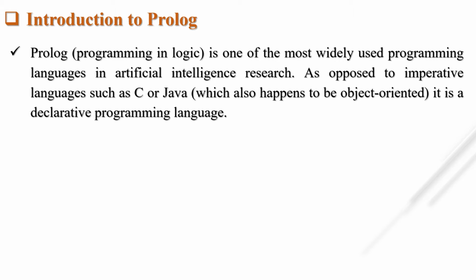Prolog is one of the most widely used programming languages in artificial intelligence research, as opposed to imperative languages such as C or Java, which also happen to be object oriented. It is a declarative programming language. That means when implementing the solution to a problem, instead of specifying how to achieve a certain goal in a certain situation, we specify what the situation and the goal are and let the Prolog interpreter derive the solution for us.